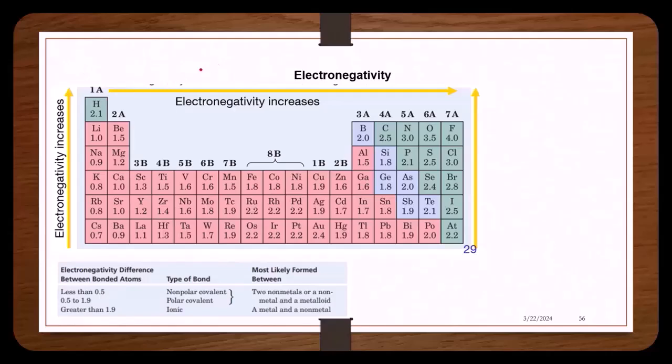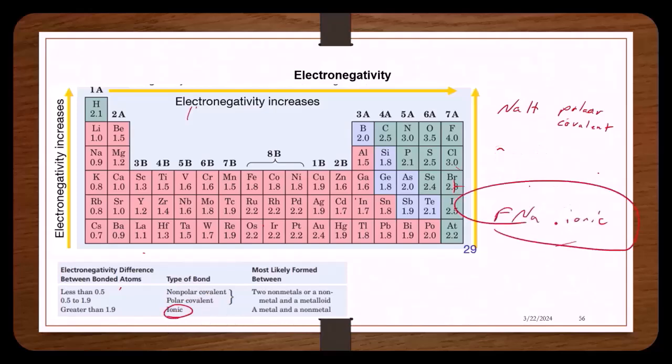So let's look at a few molecules to see what the electronegativity difference is. If we look up sodium, we can see the electronegativity is 0.9. If we look up hydrogen, we can see the electronegativity is 2.1. So to find the difference, simply subtract: 2.1 minus 0.9 equals 1.2, and this falls in the polar covalent category. This other one would have a difference of 3.1, so you can see this is clearly ionic because it's greater than 1.9.